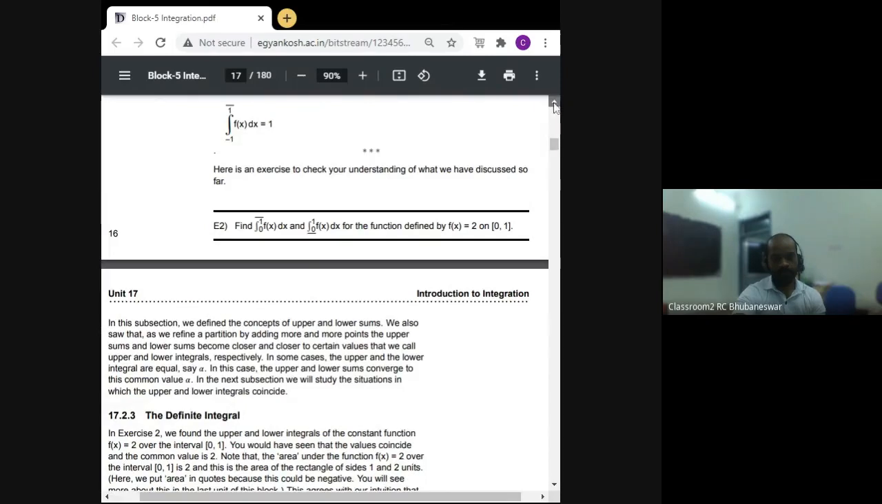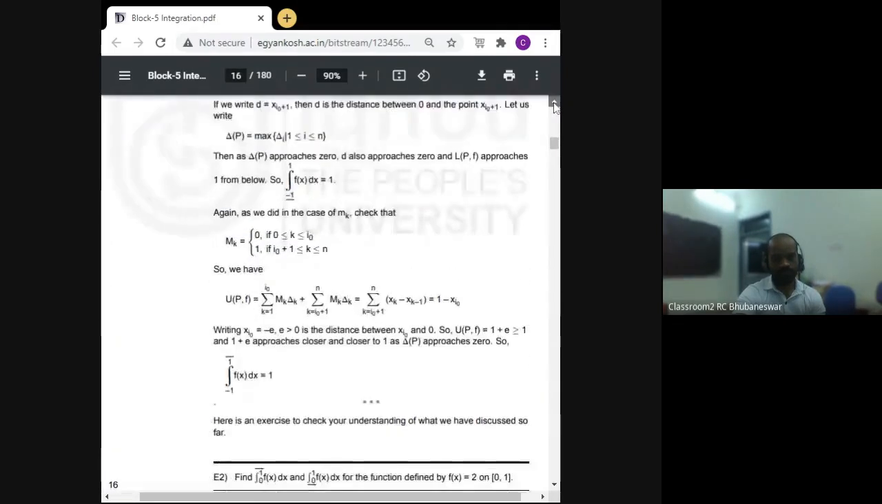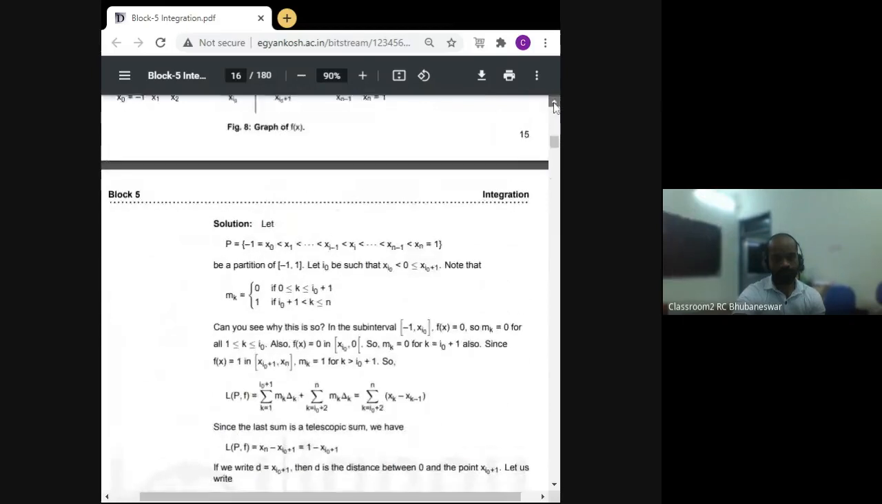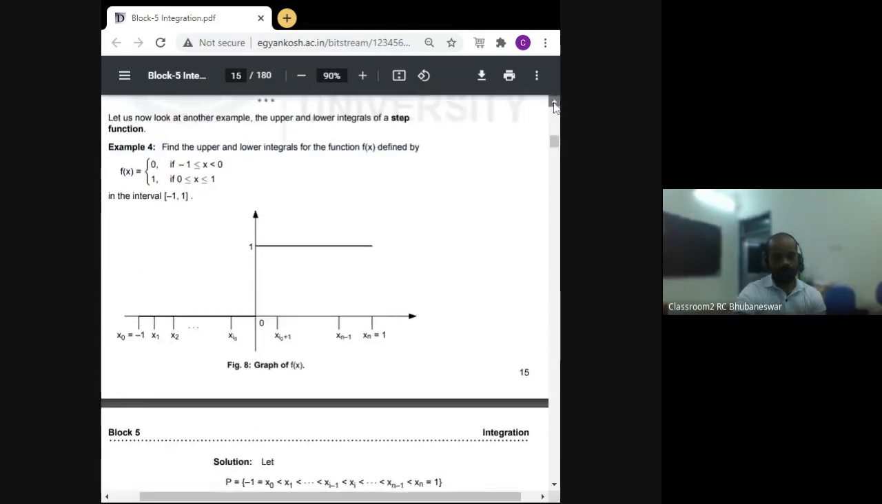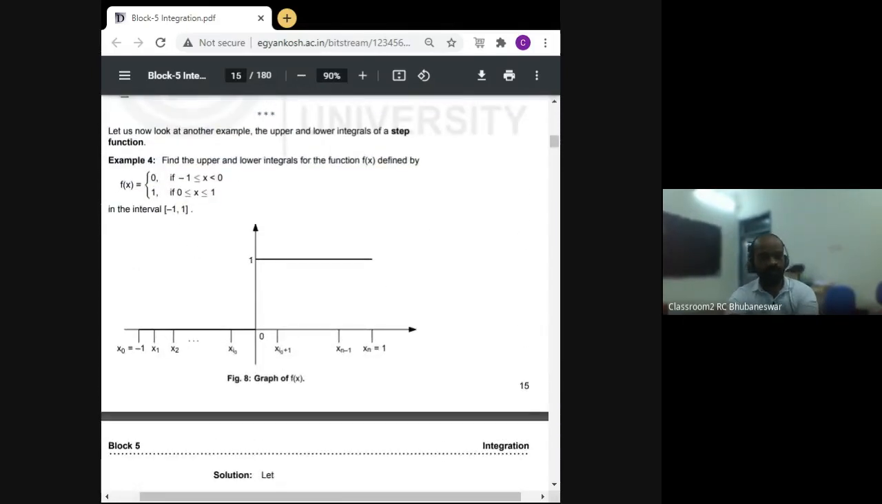Look at one of these examples. Here in example number 4, it is given like this. Find the upper and lower integrals of the function f defined as follows. The function value is 0 when x lies between -1 and 0, and the function value is 1 when x lies between 0 and 1.